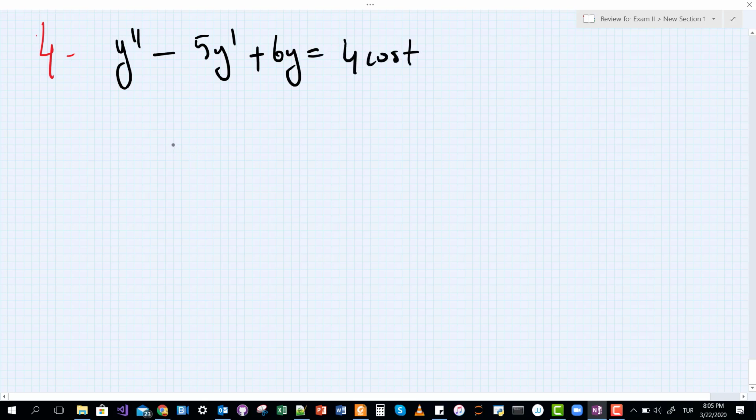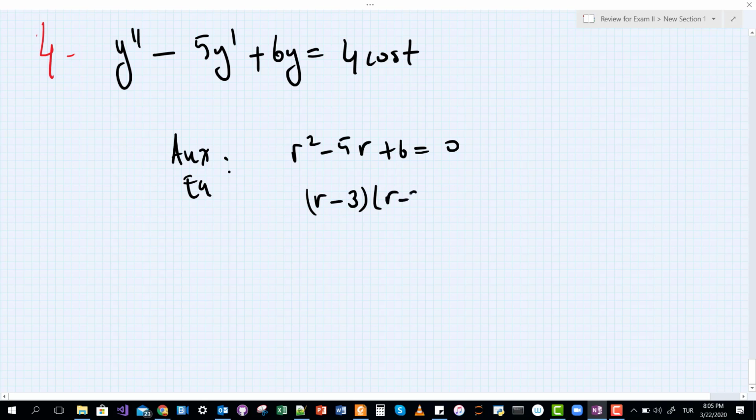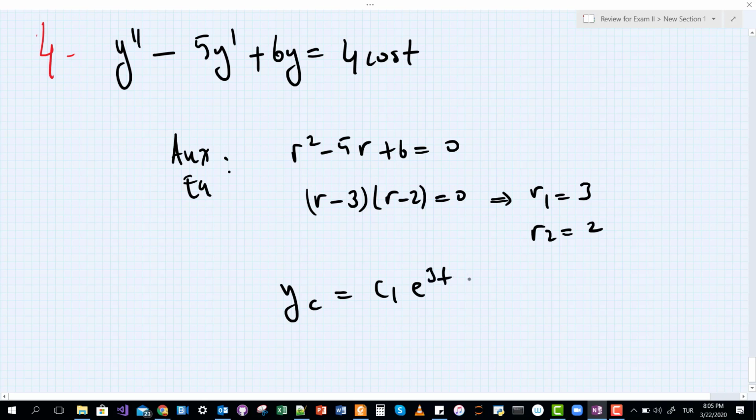The process is the same. First I need to find the homogeneous part of the solution. To do that, I'm going to need the auxiliary equation: r^2 - 5r + 6 = 0. If I factor this, (r - 3)(r - 2), I have two distinct roots, r1 = 3 and r2 = 2. My homogeneous part of the solution is going to be c1 e^(3t) + c2 e^(2t), right?